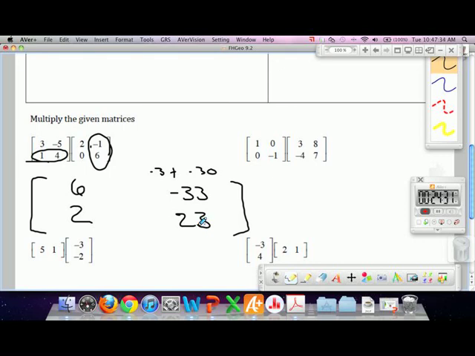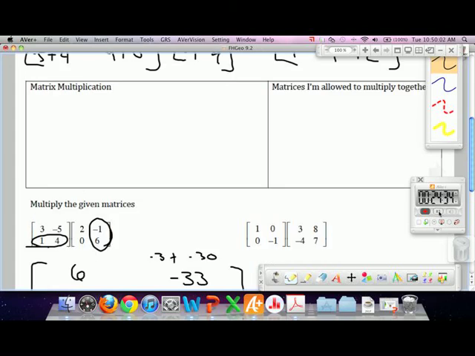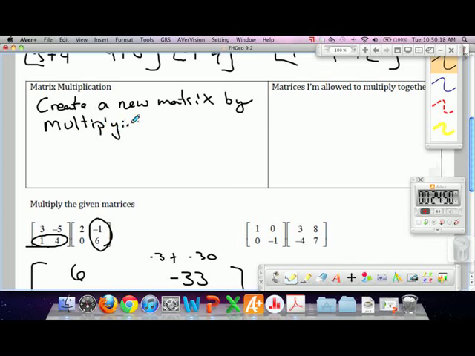Let's think. We're going to create a new matrix by multiplying a row from the first matrix by columns in the second.